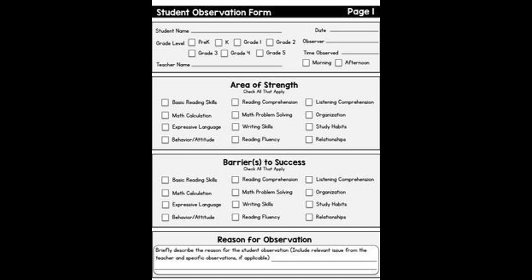You can see the student observation form here gives a place for areas of strength. So if the teacher sees areas of strength, they're going to mark boxes in there. If they see barriers to success, they are going to mark boxes in there. And then if you see a lot of areas of strength, you try to design lessons or create learning objectives that are going to play into that area of strength.